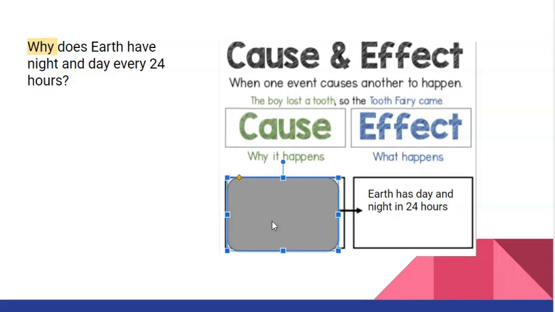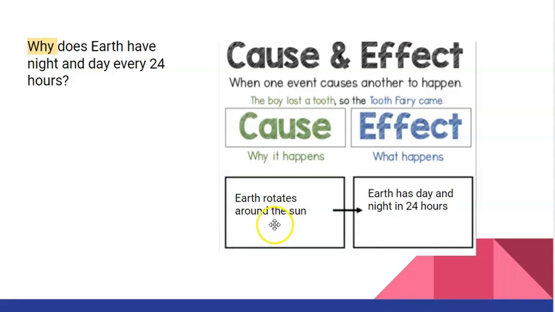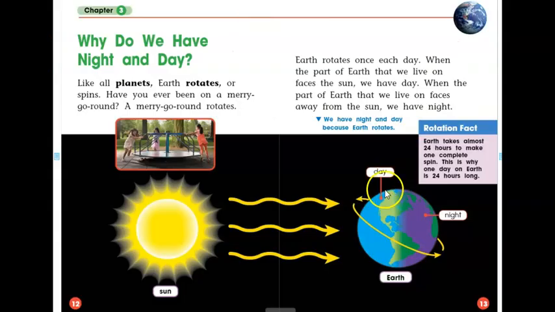Check and see if you said something similar to Miss Kelly. I said, because Earth rotates around the sun. Remember in our story, as Earth circles around the sun, we have nighttime on one half, day on the other, and it'll keep moving so that this side gets to have day and this side will move into night. And that happens every 24 hours. That's why one day on Earth is 24 hours long.